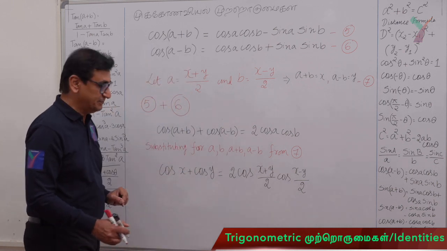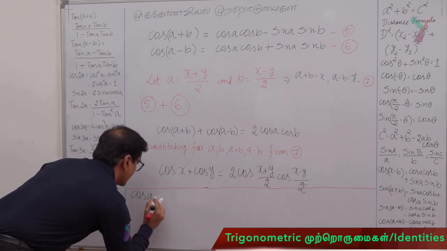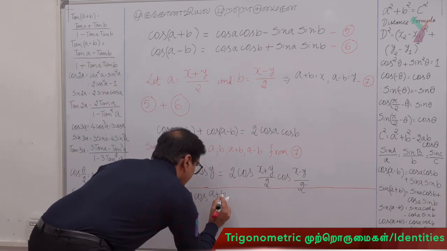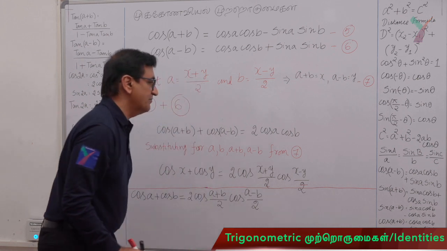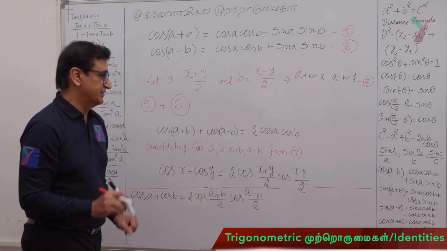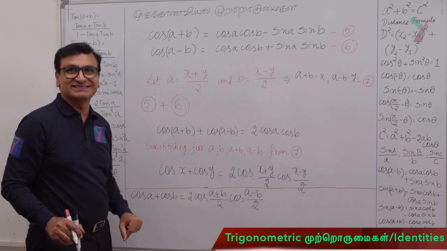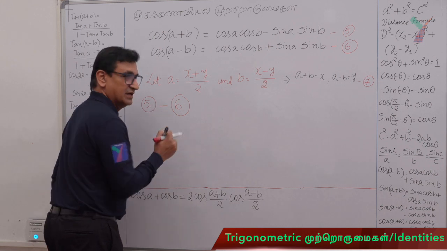I don't have space here. I'll make a line here and write down this identity. Okay. So I have written it as cos a plus b instead of cos x plus y. No difference. I'm going to rub this and do 5 minus 6. Let's see what happens.